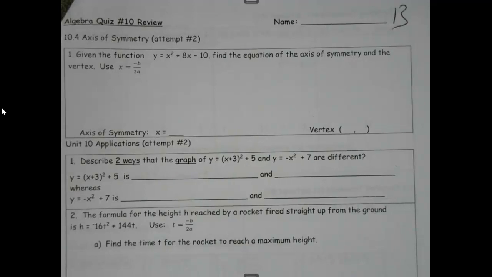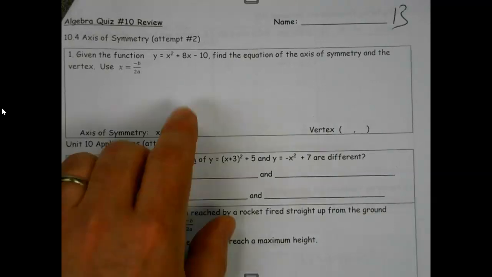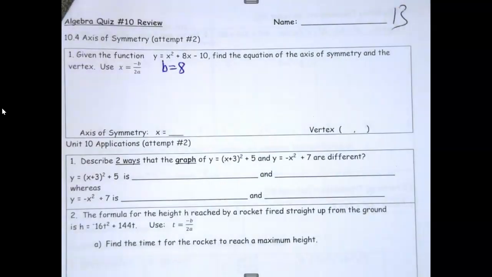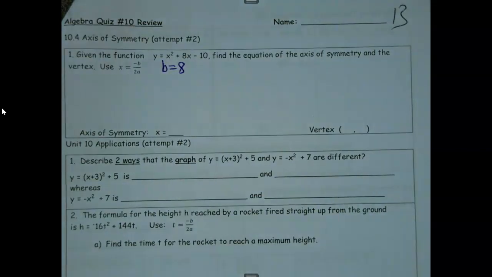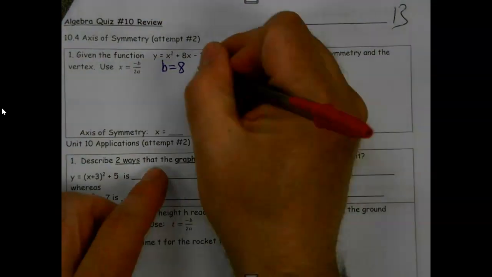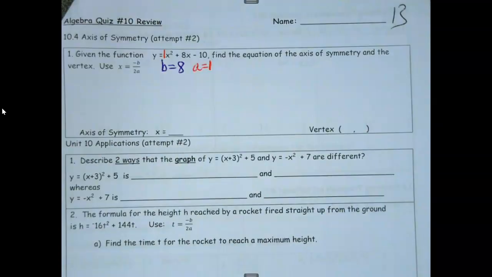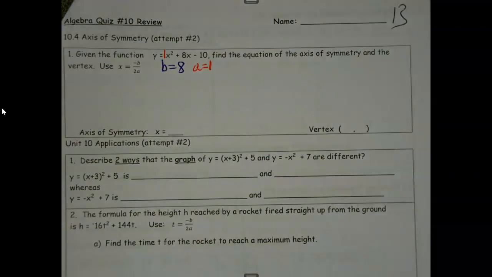Okay, so axis of symmetry. Given the function, and they give us an equation here, find the equation of the axis of symmetry and the vertex. Use x equals the opposite of b over 2a. So reminders: your b value is the number in front of x, every time. Not x squared, the number in front of x. The a value is the number in front of x squared. So your a and b always come from the x squared and the x. They're not going to come from the end here.